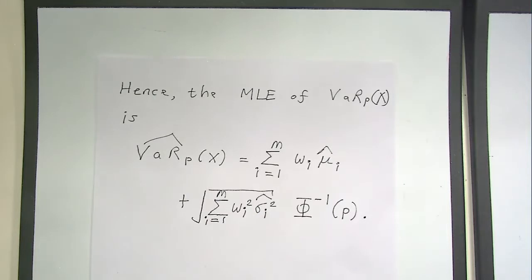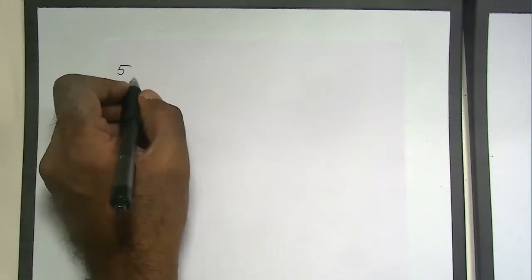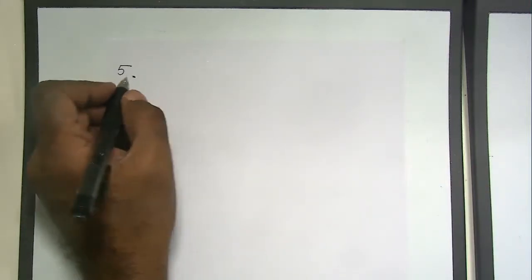Any questions, guys? Let me know. The next thing is number 5. Is it number 5 or 6? 1, 2, 3, 4. Okay, number 5. This is estimation method number 5 under parametric assumptions.